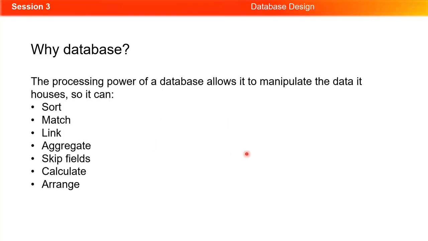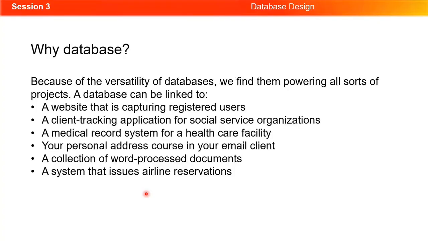The processing power of a database allows it to manipulate the data it manages. So it can easily sort, manage, link, match, aggregate, skip fields, calculate, arrange. Most relational databases are very flexible in their queries. So in order to extract the data we need, most databases give us a very powerful query system that allows us to shape the data in almost any way that we need it.